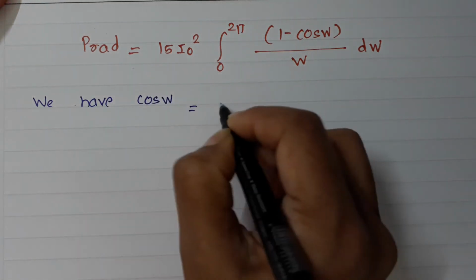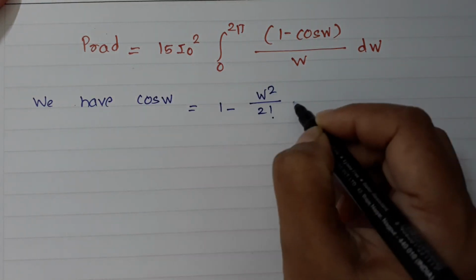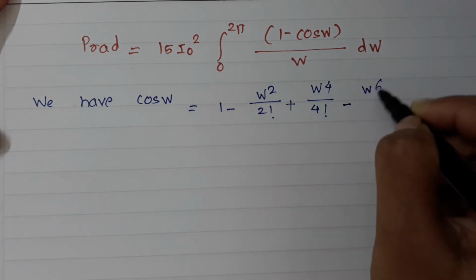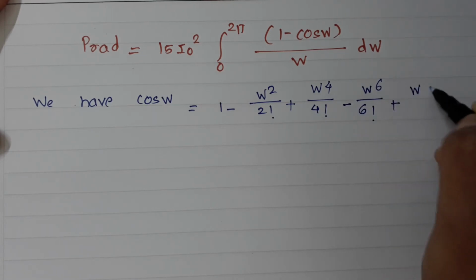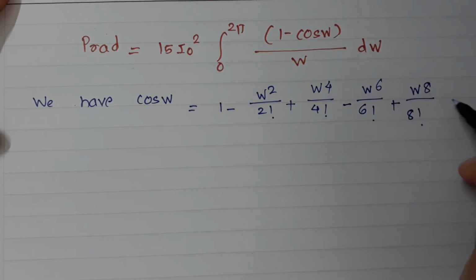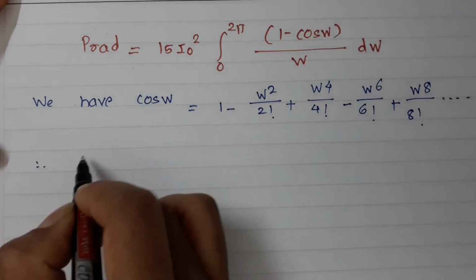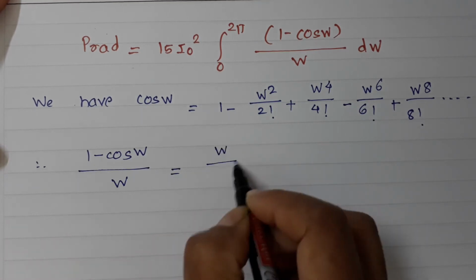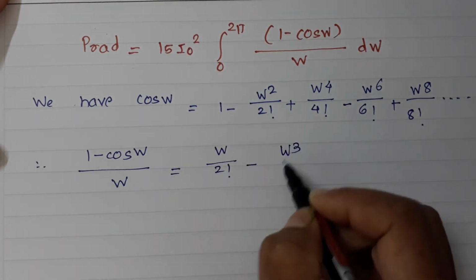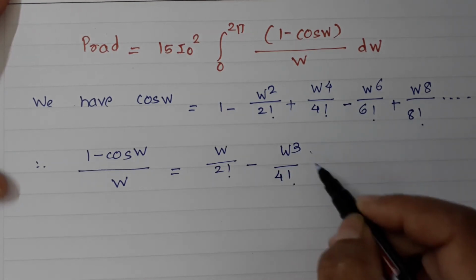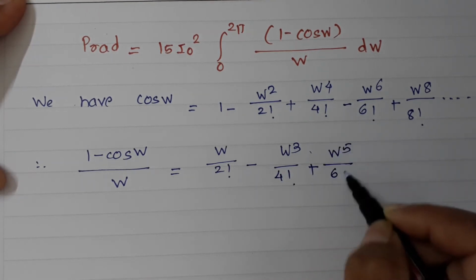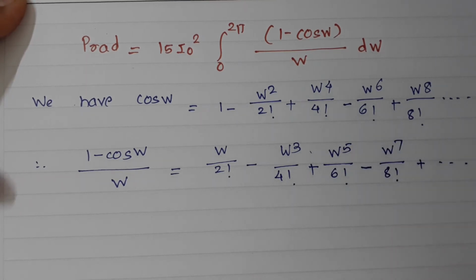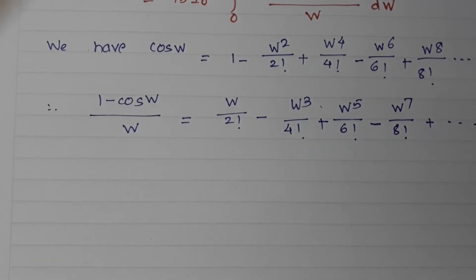is equal to 1 minus w square by 2 factorial plus w to the 4 by 4 factorial minus w to the 6 by 6 factorial plus w to the 8 by 8 factorial, and so on. So here we can see 1 minus cos w divided by w will be w by 2 factorial minus w cube by 4 factorial plus w to the 5 by 6 factorial minus w to the 7 by 8 factorial and plus so on. So let us put all these things in the equation.